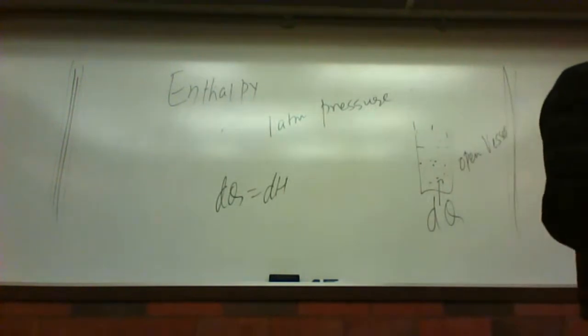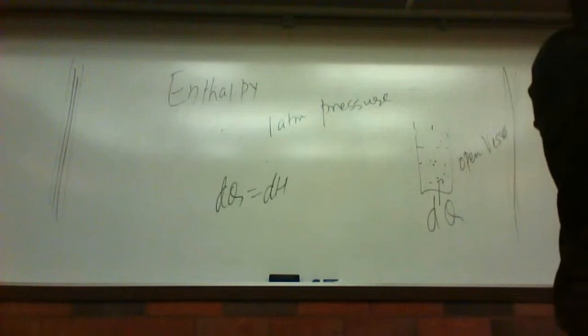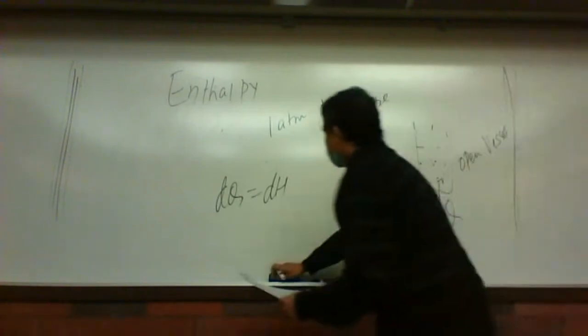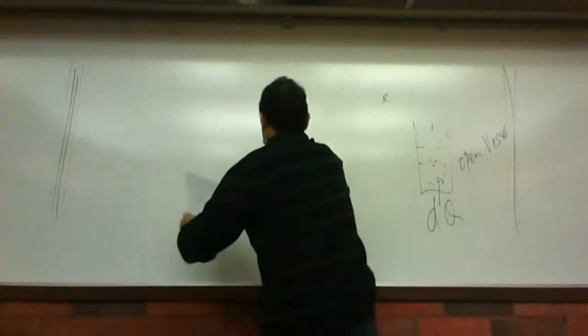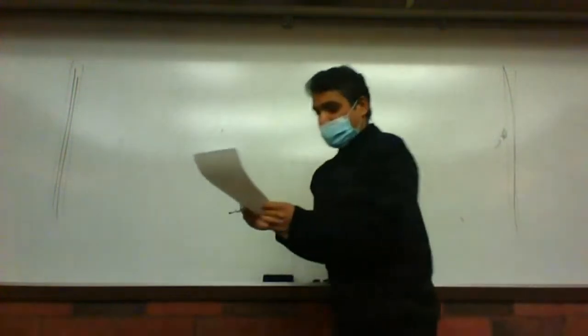So heat is a measured thing. Enthalpy is when we do the reaction in an open vessel and we measure the heat, and that heat is called enthalpy change. All right. So good, this is enthalpy. That dH is called enthalpy change. So we'll do an enthalpy example.